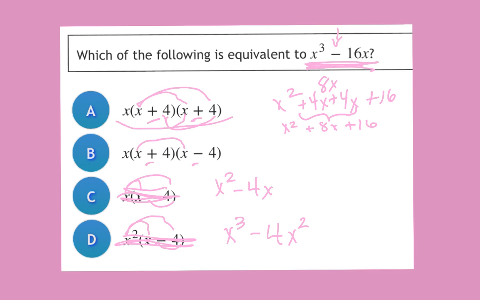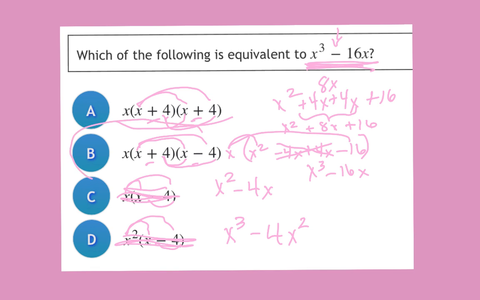I'm going to give you x squared minus 4x plus 4x minus 16. The center is actually going to cancel out because a minus 4x plus 4x would be 0. But then I have to, in turn, multiply this x by what I have left. And I get x cubed minus 16x. So ultimately, our answer is B.